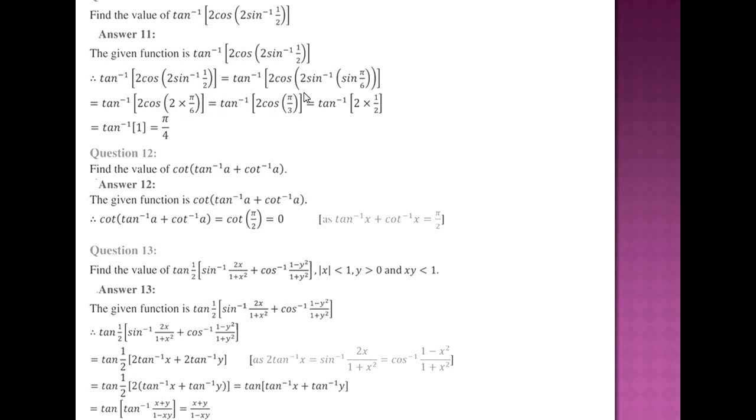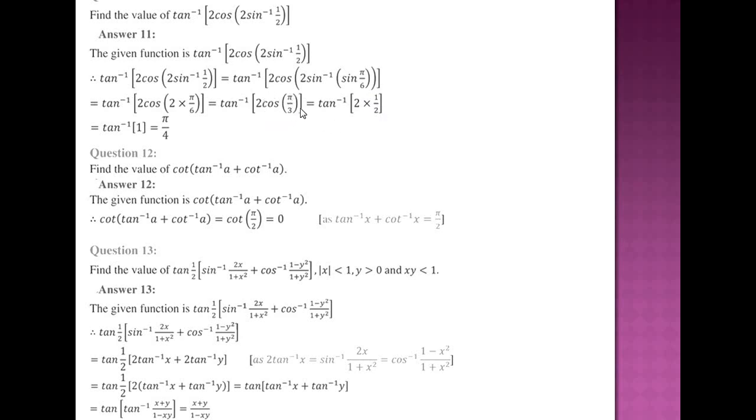That I am showing in the next step. So you are left with tan inverse 2 cos, 2 into pi by 6. This sine inverse and sine have cancelled. So in the next step I have shown 2 3s are 6. Now again, what is your cos pi by 3? You know that cos 60 is nothing but half.